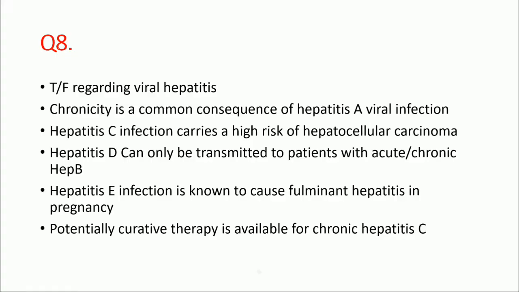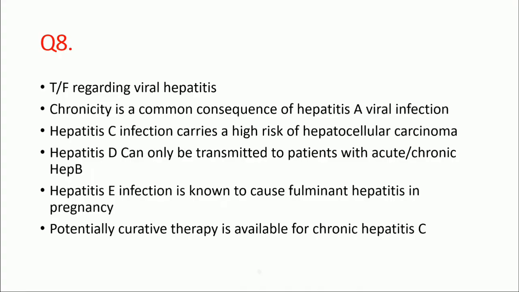So hepatitis A and E cause acute hepatitis. They don't cause chronic hepatitis and they don't cause cirrhosis. So it's acute hepatitis. And of course, as a complication, they can cause acute liver failure as well. So question number 8, chronicity is a common consequence of hepatitis A viral infection is false. So hepatitis A and E viruses do not cause chronic hepatitis.